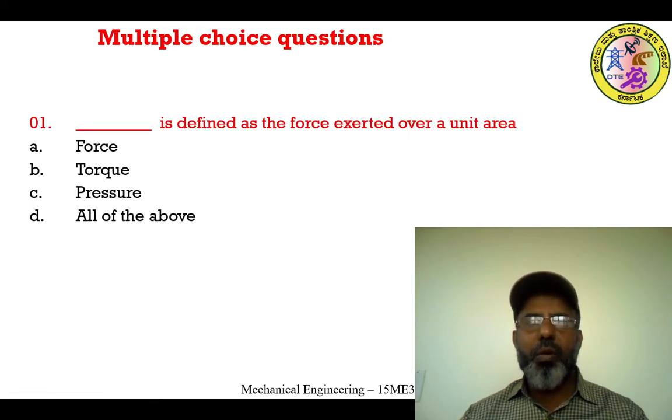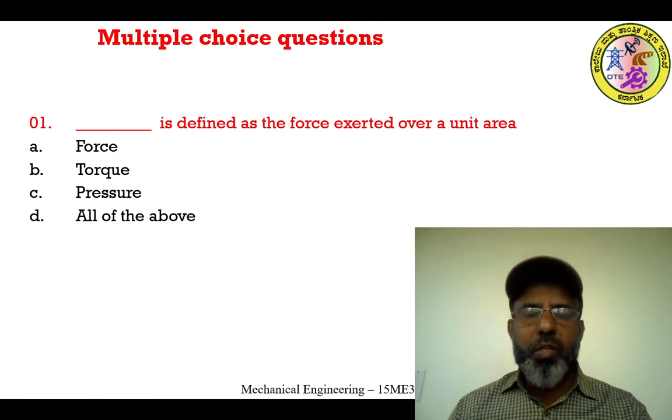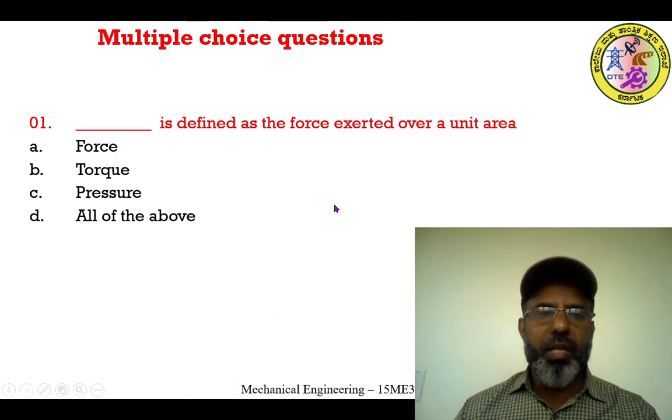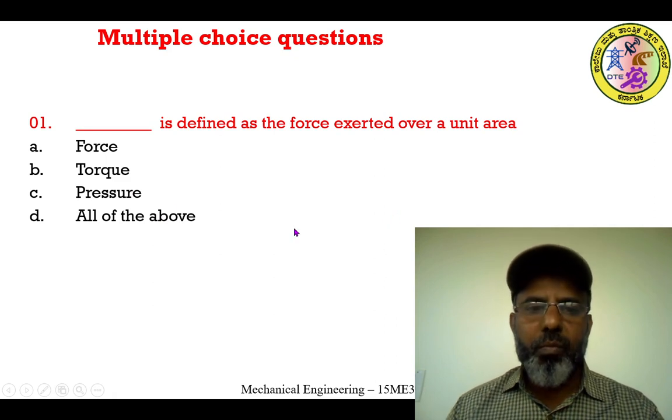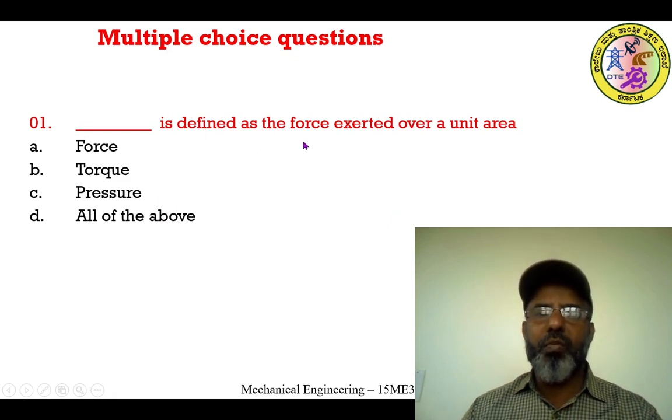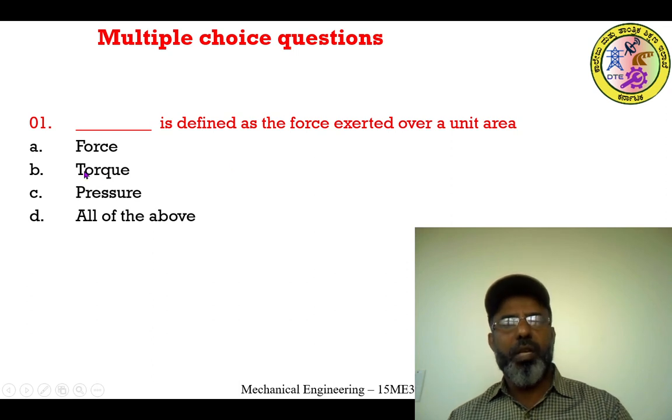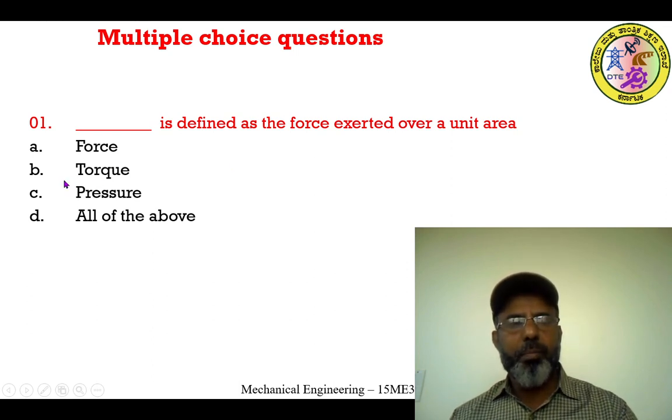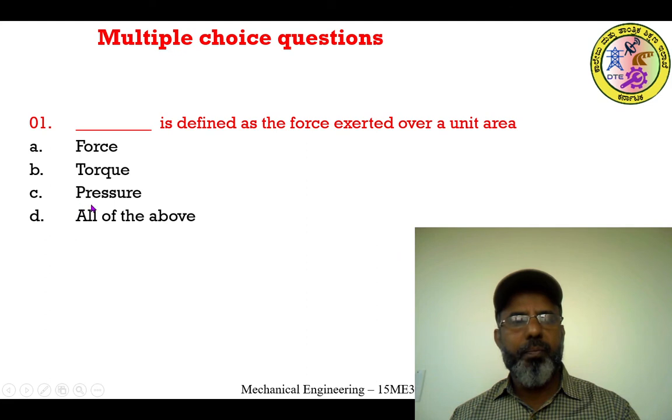Now let us try to understand what are the things to be remembered in pressure gauge. The first question is: dash is defined as the force exerted over a unit area. Four options are given. Your time starts now. Try to answer. Option A, force. Option B, torque. Option C, pressure. Option D, all of the above.